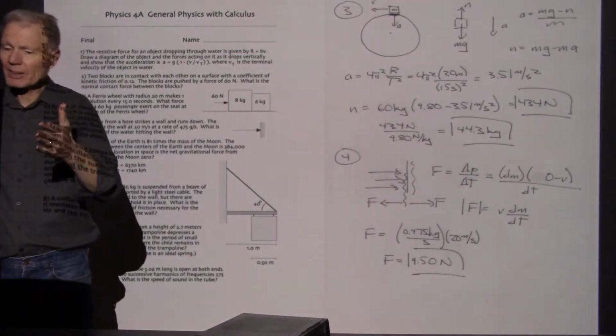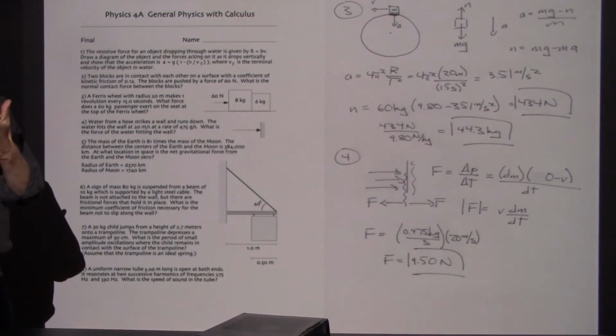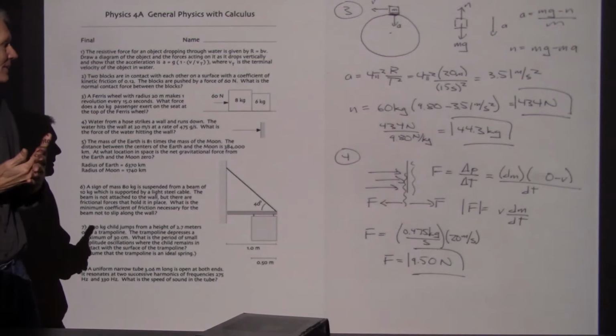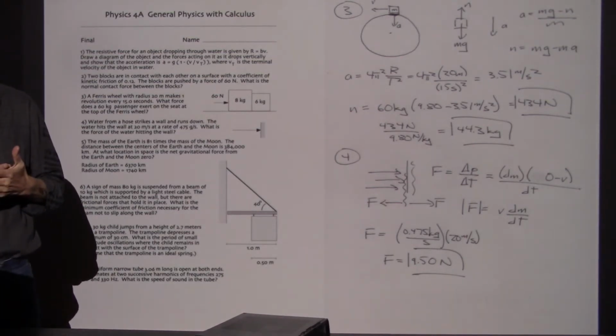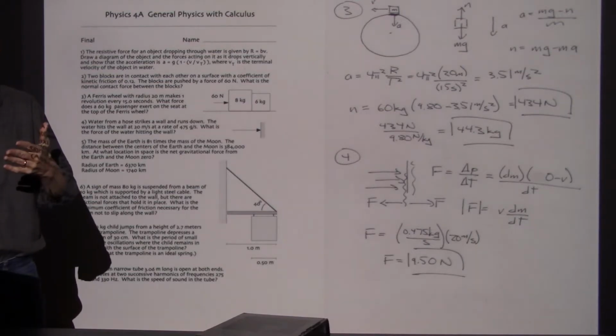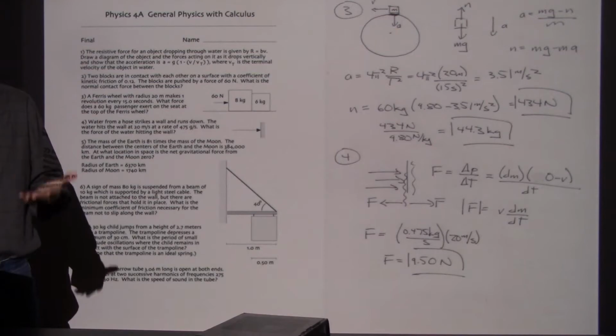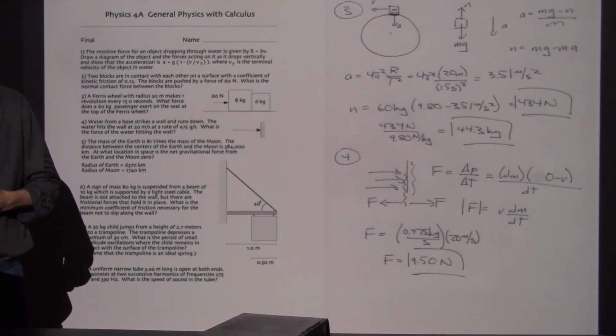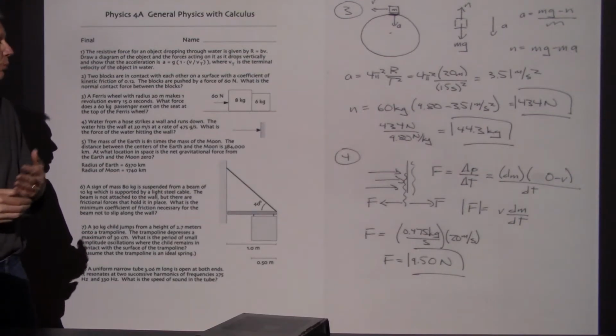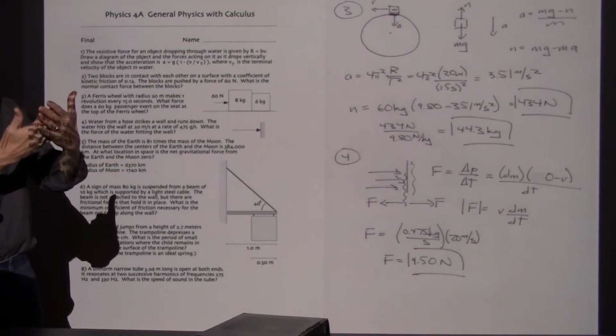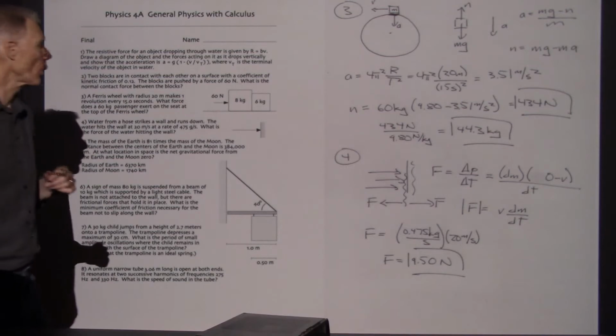The water comes in at a certain speed and then it hits. Now in this case, it says that it just goes to 0. In other cases, it could be that the water reverses directions and bounces off. Now if it bounces off, that's an even bigger force required for that to happen. But in this one, it's just enough force to stop the water, and then the water runs down the wall.